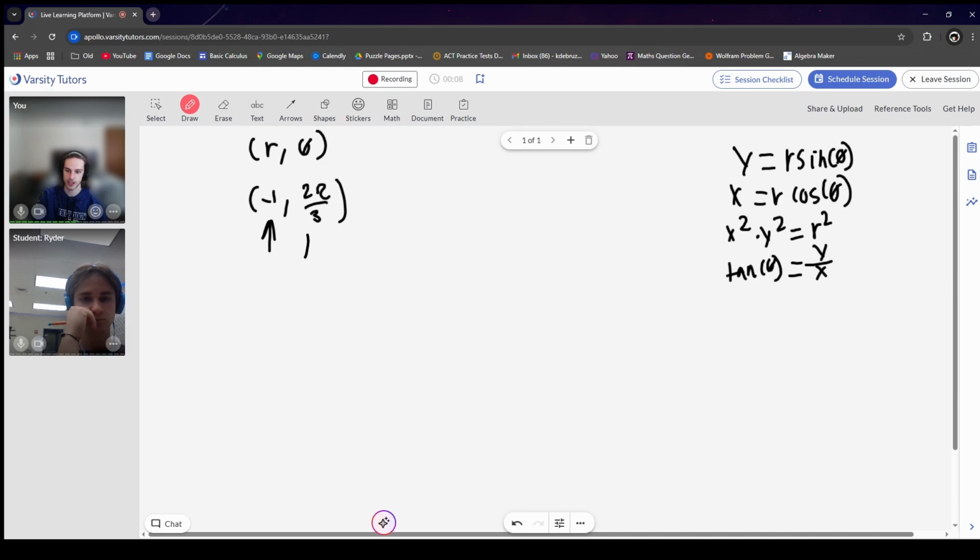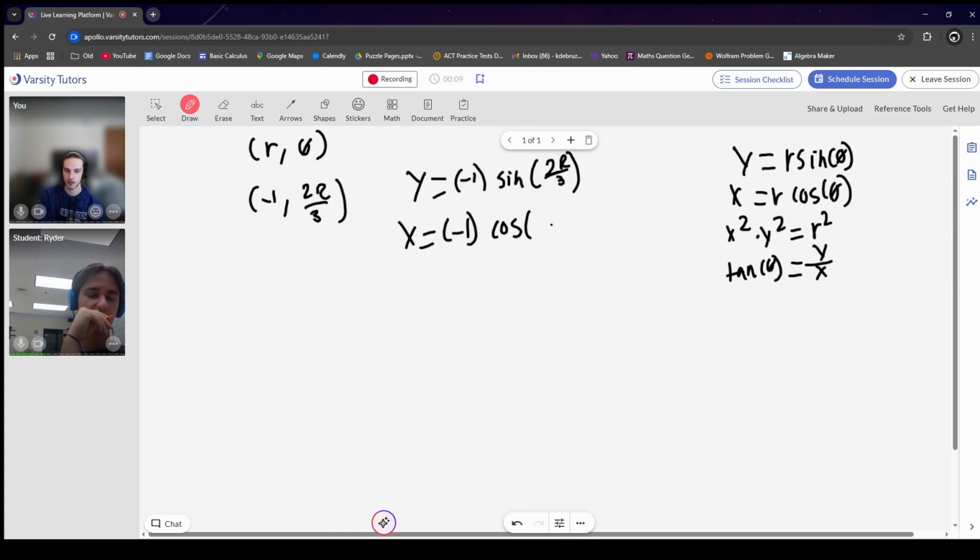We have an r, we have a theta. What should we do? So it would be negative cosine of 2 pi over 3 would be the x value, and then the y value, is that how that works? Yep. So we have y is equal to negative 1 times sine of theta, 2 pi over 3, because that's our theta, and then the x would be negative 1 times cosine of 2 pi over 3. Yep. Very good.